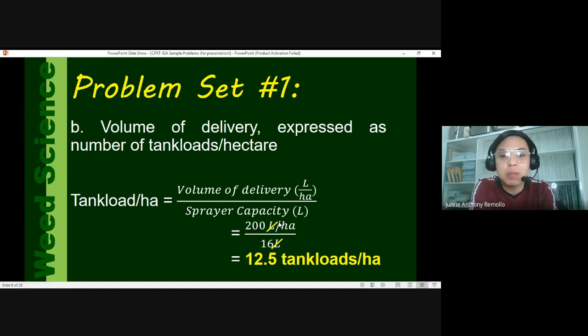And then the second one, we need to compute for the volume of delivery as expressed as number of tank loads per hectare. So this is the formula: we need to divide the volume of delivery by the sprayer capacity. The 200 liters per hectare volume of delivery was given, so we just divide it by the sprayer capacity, which I mentioned earlier is 16 liters. And it will result in 12.5 tank loads per hectare. Based on the solution, we canceled the unit liter, so what remains is the hectare.